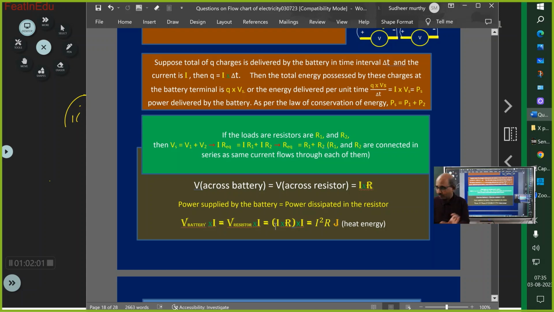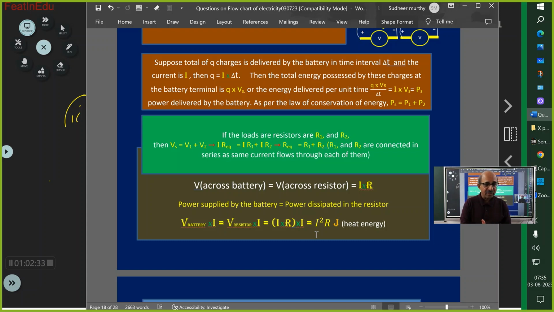The voltage across the resistor, I am writing it as I into R as per Ohm's law. And then I am multiplying these I's. I get I square into R. And what is this I square R? The power dissipated in the load. Now this is how much power? Whatever power was given by the source is dissipated in the load.